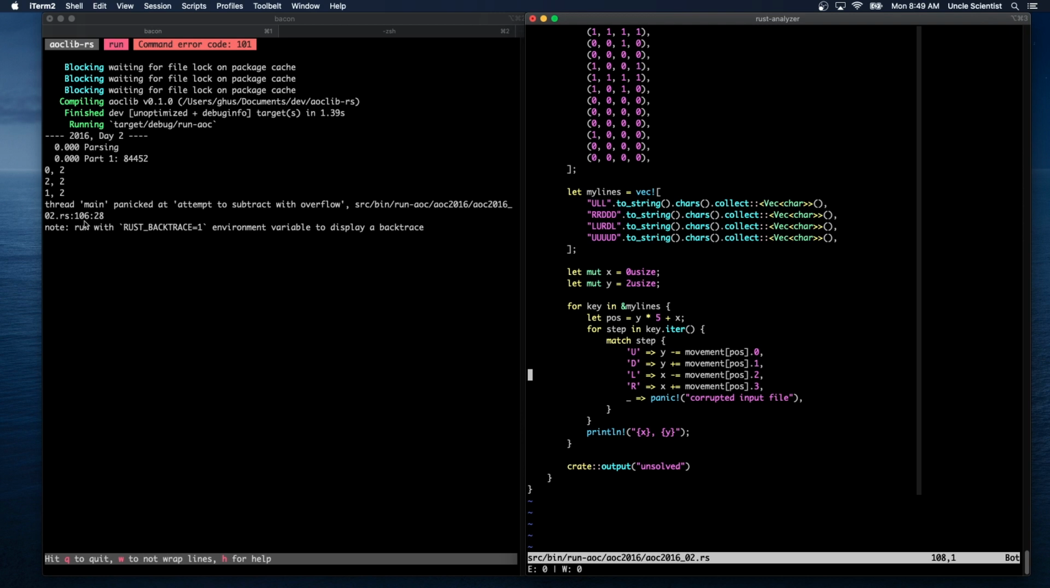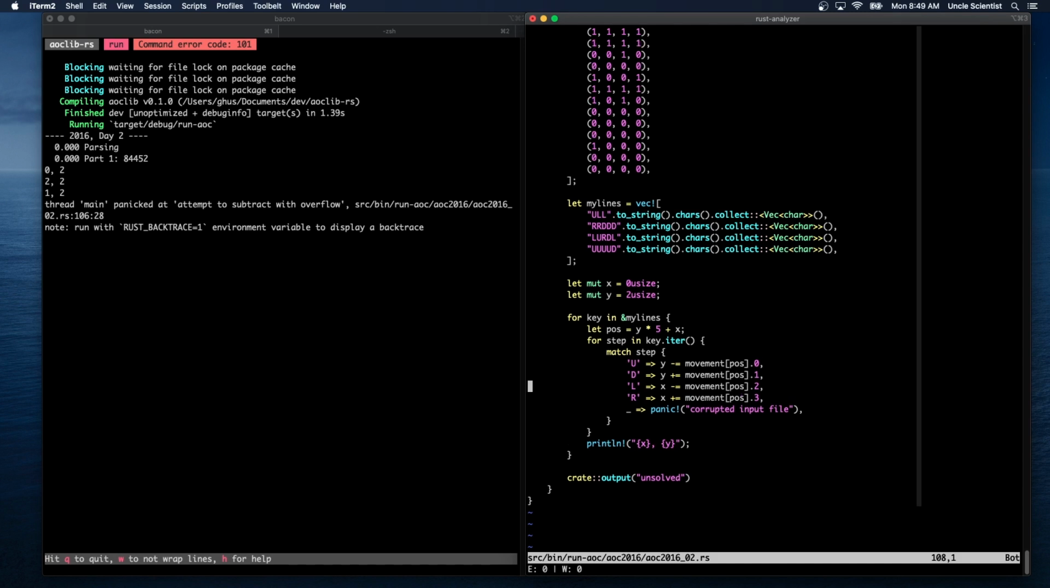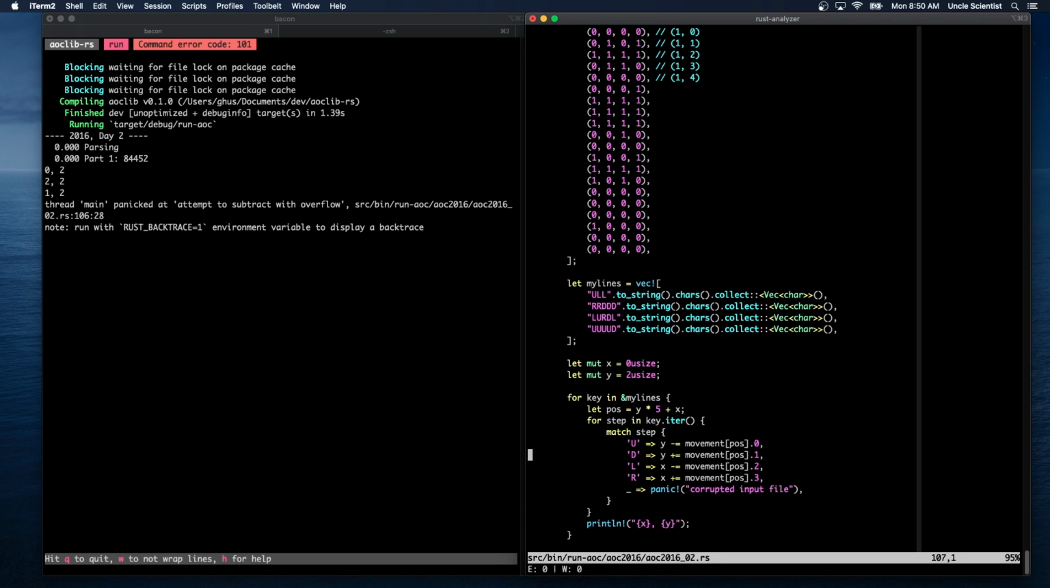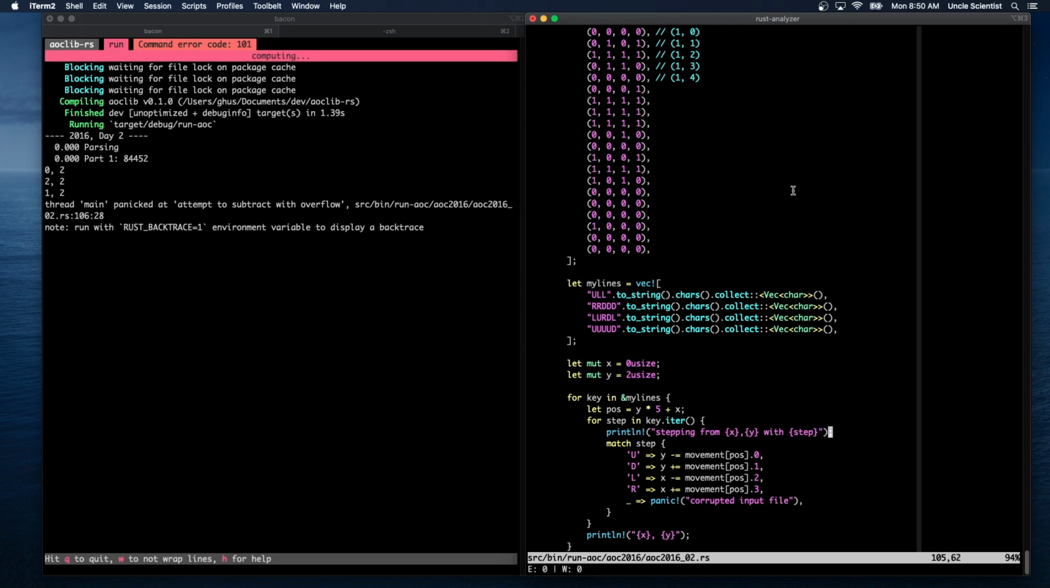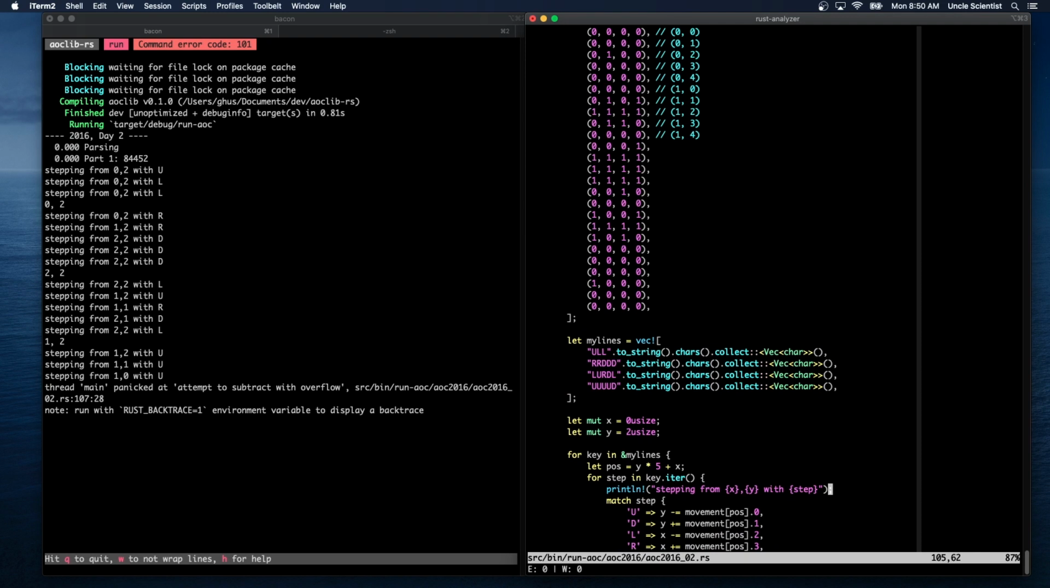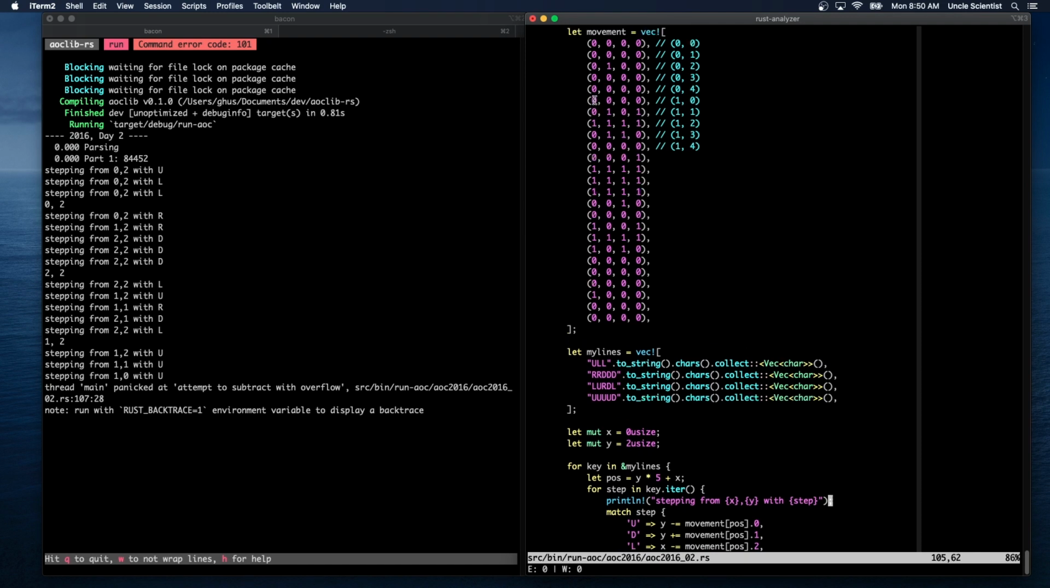Subtract with overflow. That means we tried to go negative. So that means one of our things is wrong. So I just need to say where we're stepping from and where we're stepping to. Println stepping from x, y with step. And that should tell us which one is going to fail. Stepping from 1, 0 with up. So 1, 0 with up.